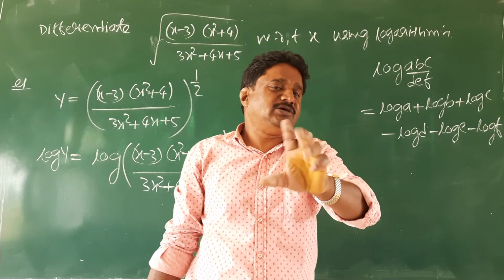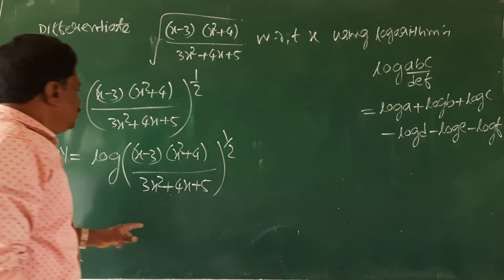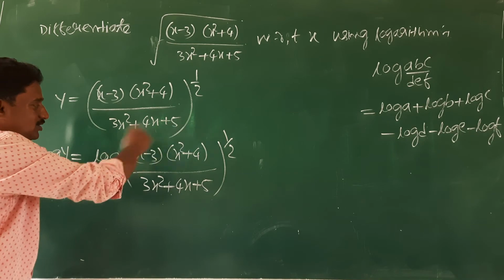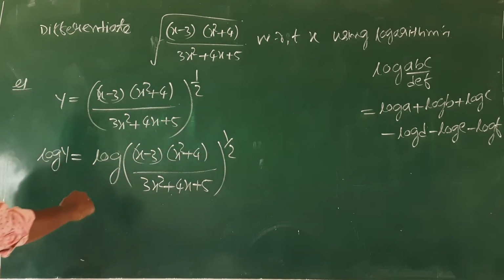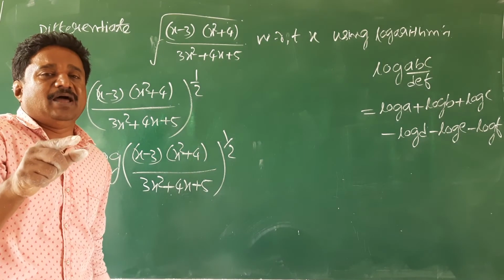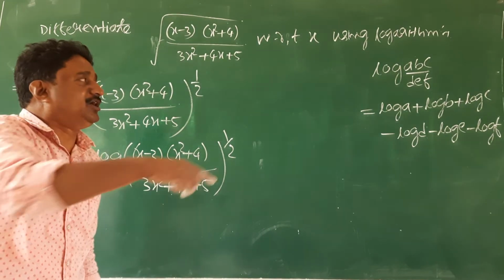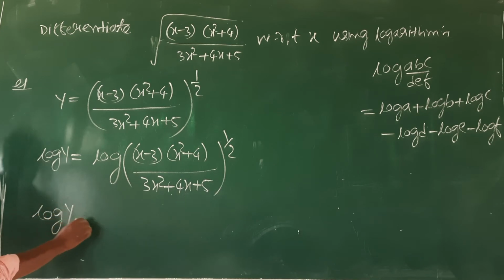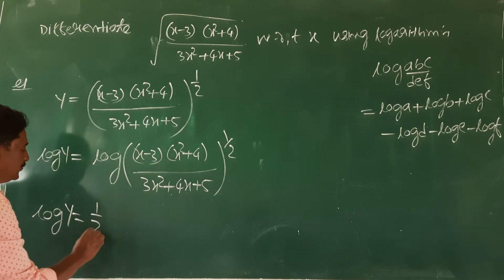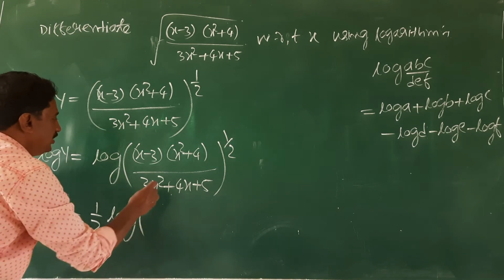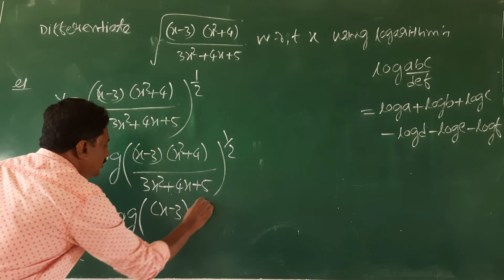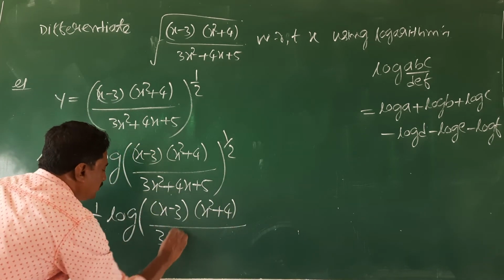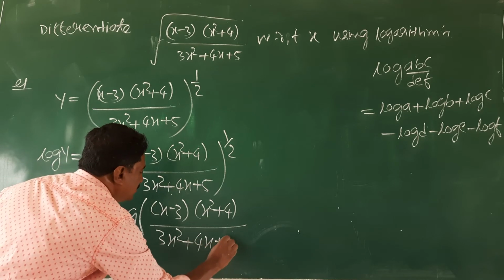Keep that right. Now first, look at this, students, log M power N is N log M. First you apply the log M power N formula, the power formula. After that you apply the other formula. So log y is equal to half into log of (x minus 3)(x square plus 4) by (3x square plus 4x plus 5).